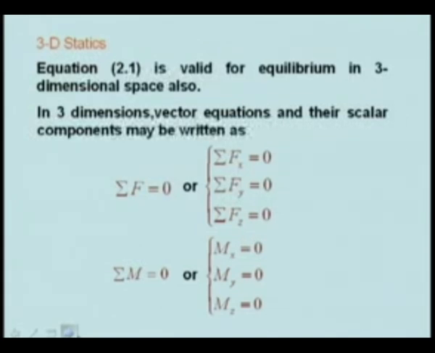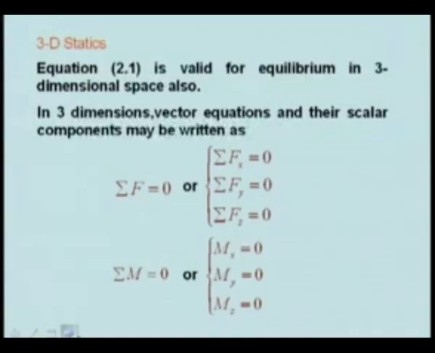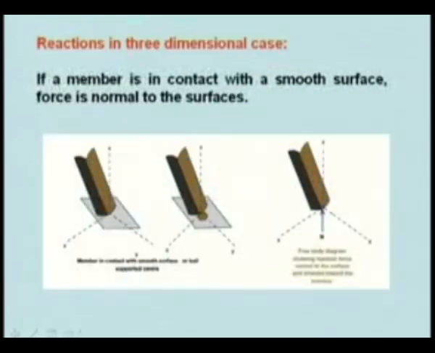In 3 dimensions, vector equations and their scalar components may be written as sigma F is equal to 0, or sigma Fx is equal to 0, sigma Fy equal to 0, sigma Fz is equal to 0. This is in the scalar form. That means sigma F is equal to 0, but we write sigma Fx, sigma Fy, and so we get 3 equations here. Then we get sigma M is equal to 0, or Mx is equal to 0, My is equal to 0, Mz is equal to 0. So we are obtaining these 6 equations.